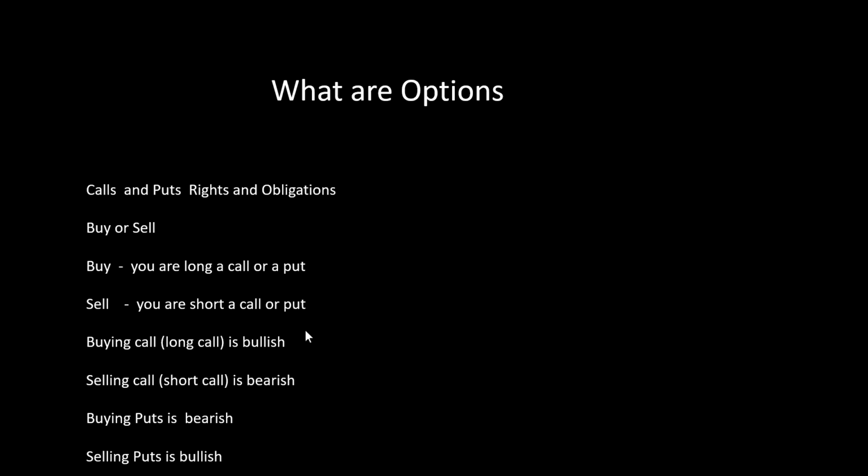Okay. So buying a call is long, buying a call is bullish, selling a call is bearish. Buying a put is bearish, and selling a put is bullish. Right. So you want to understand what you're looking at. When you buy a call, you're expecting the stock to go up. When you buy a put, you're expecting it to go down. Pretty basic, actually.